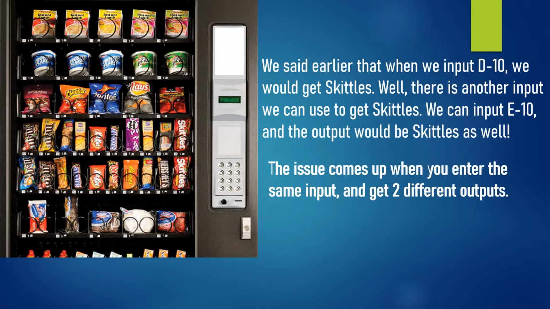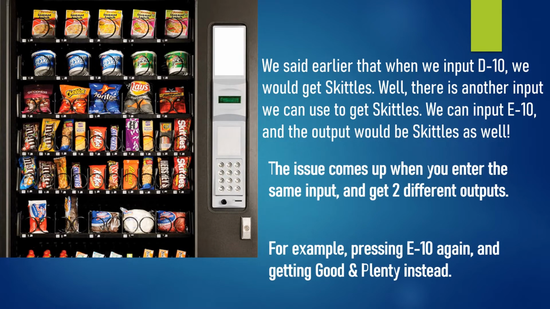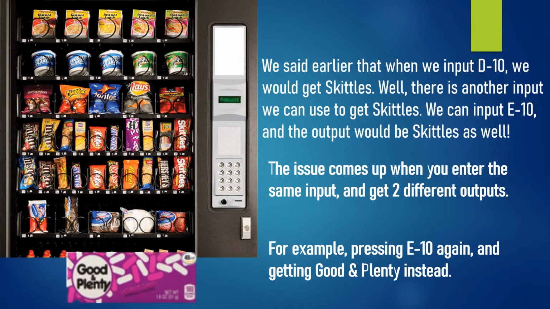This only becomes an issue when you enter the same input but get two different outputs. For example, if I pressed E10 again and I got the Good and Plenty instead. And again, nobody wants that. Now let's look at tables.